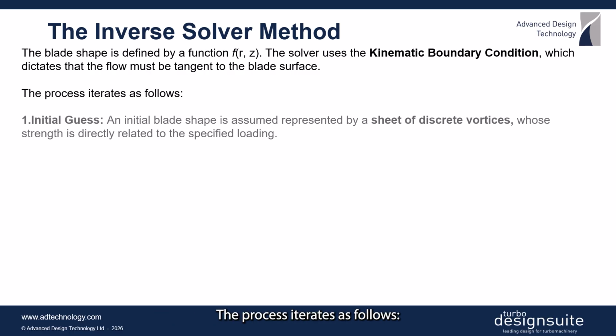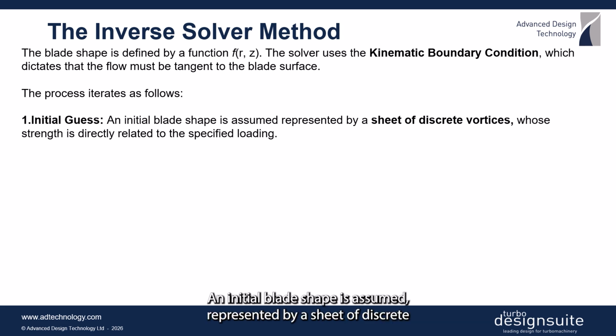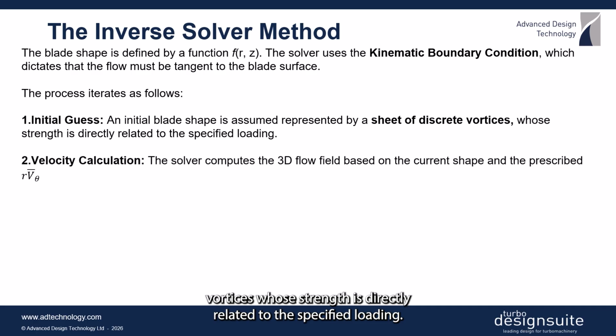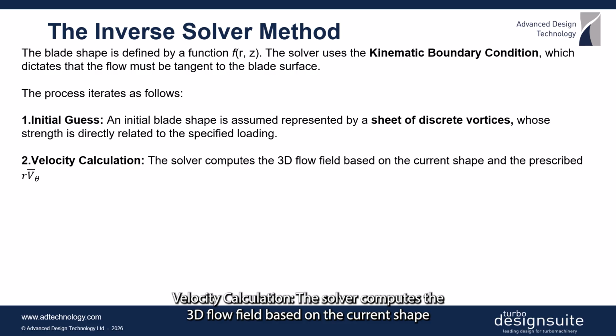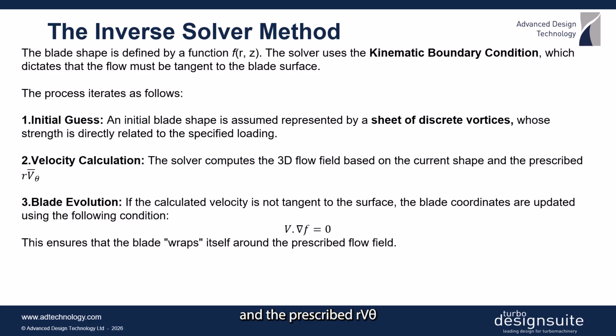The process iterates as follows. Initial guess: an initial blade shape is assumed, represented by a sheet of discrete vortices, whose strength is directly related to the specified loading. Velocity calculation: the solver computes the 3D flow field based on the current shape and the prescribed RVθ.